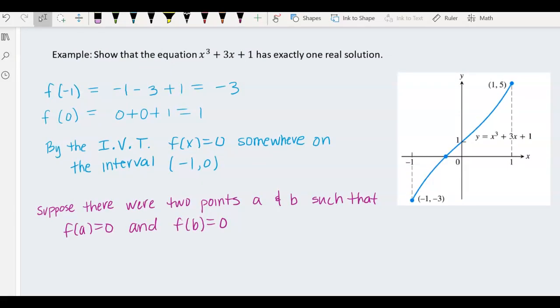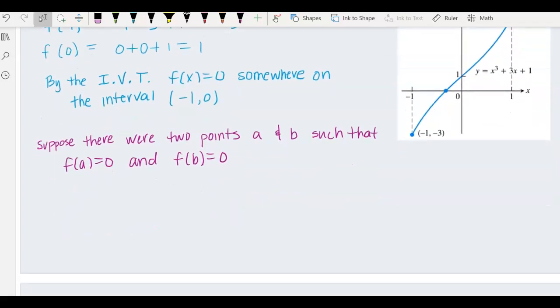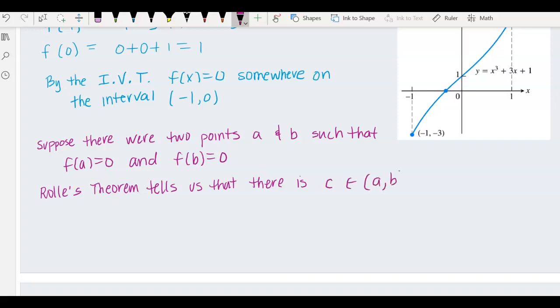We're trying to show that there's only one place where the function crosses the x-axis, but I'm just saying, let's suppose that there's 2. By Rolle's theorem, then, tells us that there is some point in between those two, somewhere in this interval, A to B, C being an element of this interval, such that the derivative at that point, f prime of C, is equal to 0.